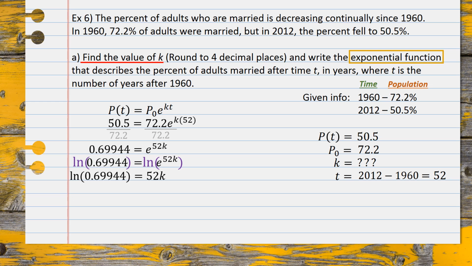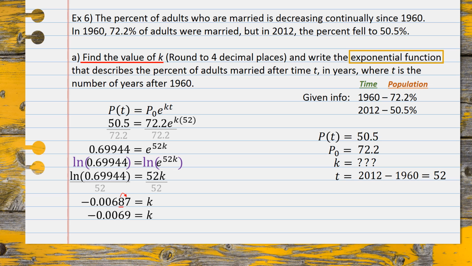So now we're one step away from getting k by itself. The last thing we need to do is divide the right side and the left side by 52. When you type that in the calculator, the result should be negative 0.00687. But the directions said round to 4 decimal places. So we look, we check, and we do need to round up in this case, which means k equals negative 0.0069. Now we're not done.